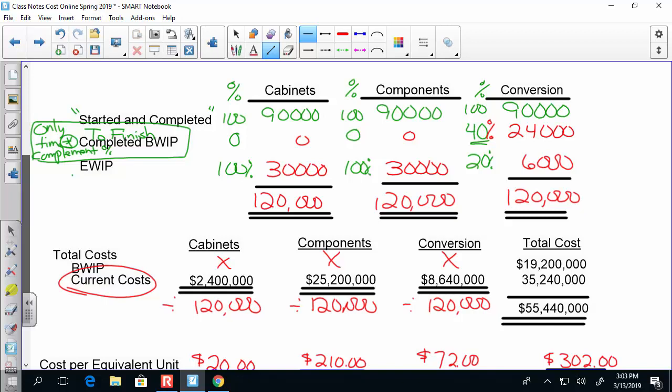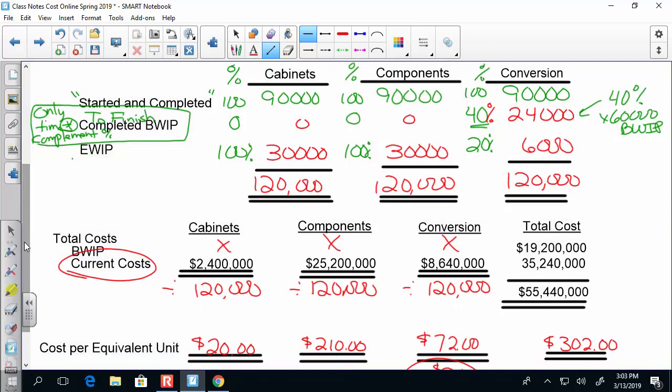So 40% times 60,000 beginning units gives us, obviously, the 24,000. Now I go to the ending units. Well, they were started, right? The material and cabinets and components were started 100% done, but for conversion, they're only 20% done. So my equivalent units are 120, 120, 120, purely by accident, guys. We got to the 120 just different ways, but that's just by accident.